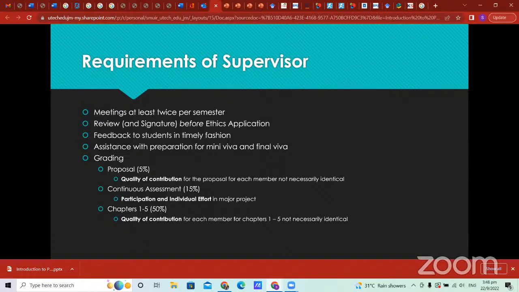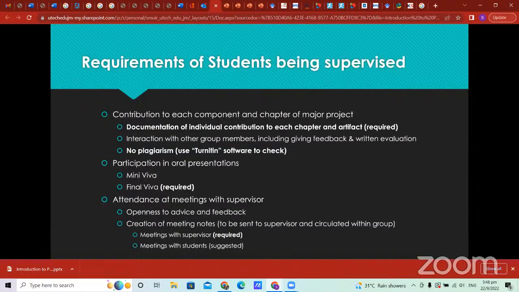There's one more grade, which is the Viva. If you look at it, 5 and 15, that's 20. So the Viva is 30%. The panel grades you for 30% between the mini Viva and the final Viva, and the supervisor grades the group 70% for proposal, continuous assessment, and the final project, which is chapters 1 to 5.